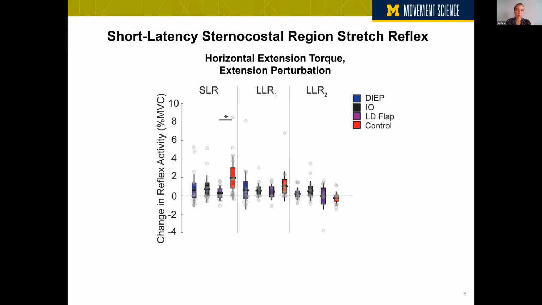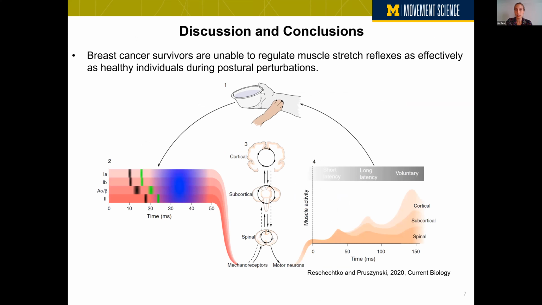In terms of the sternocostal region, we only found that the short latency stretch reflex is inhibited in the lats flap group compared to the healthy age-matched control. So this is the first evidence of breast cancer survivors being unable to regulate muscle stretch reflexes as effectively as healthy individuals during postural perturbations.